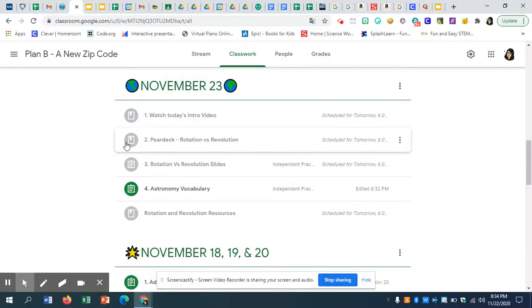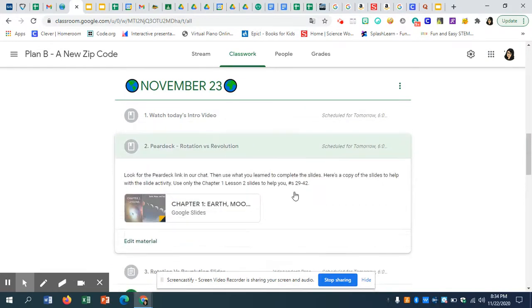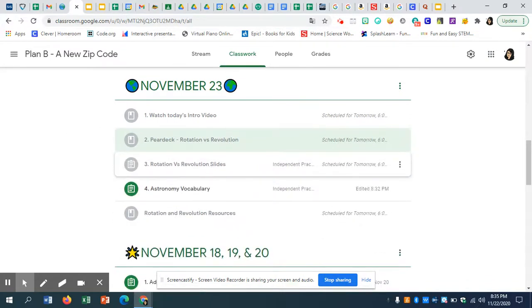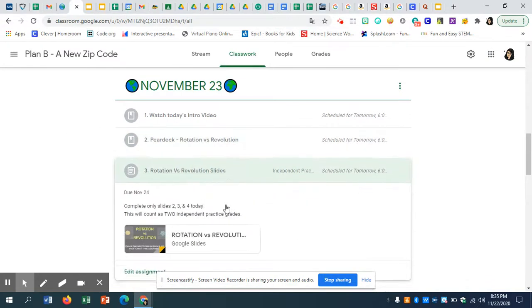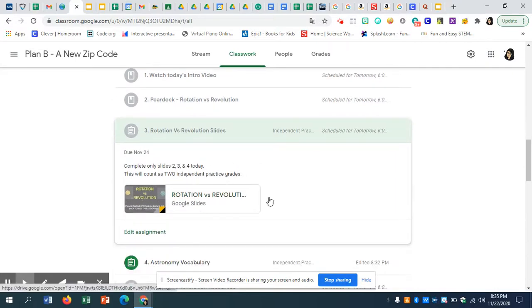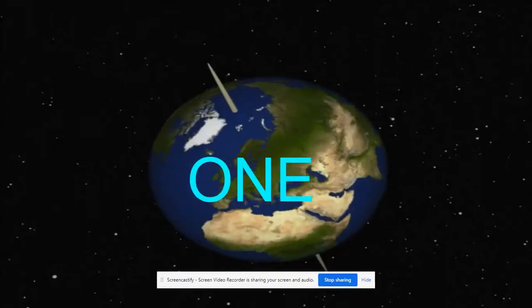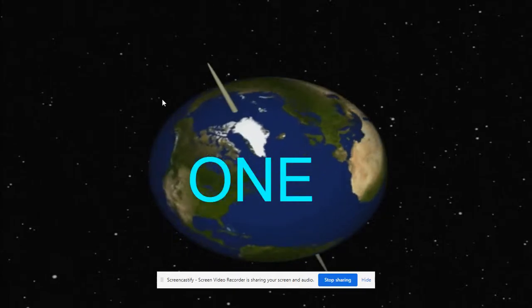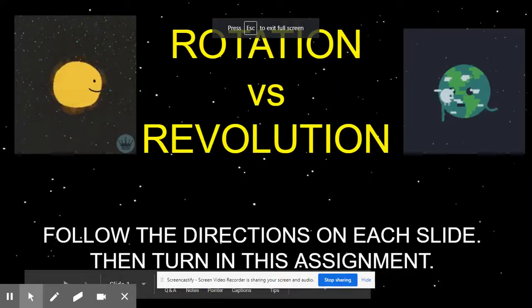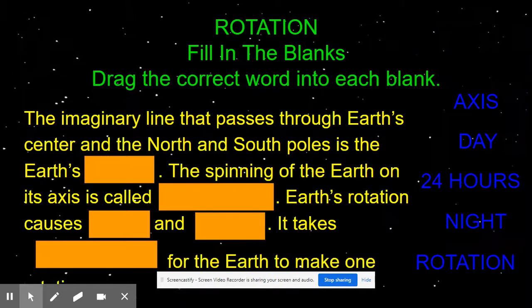So once we finish our Pardeck slides, and I tell you here we're doing slides 29 through 42 solely on rotation and revolution, you're going to go ahead and go to these slides here about rotation and revolution. What you're going to do is follow the directions on each of the slides. The first slide, so you're doing slides 2, 3, and 4.